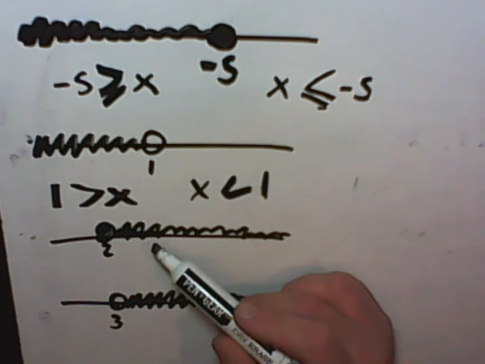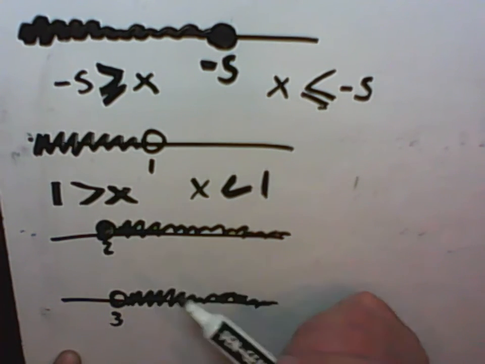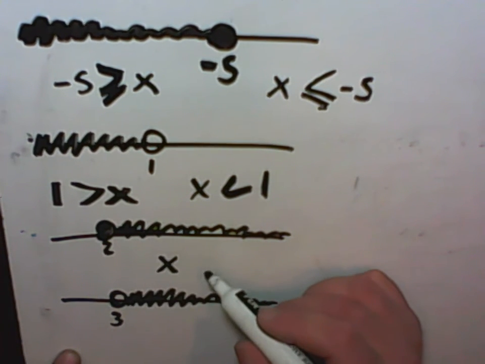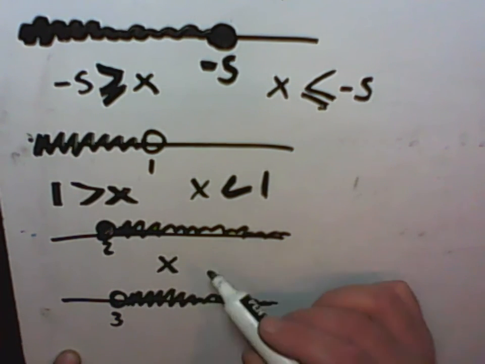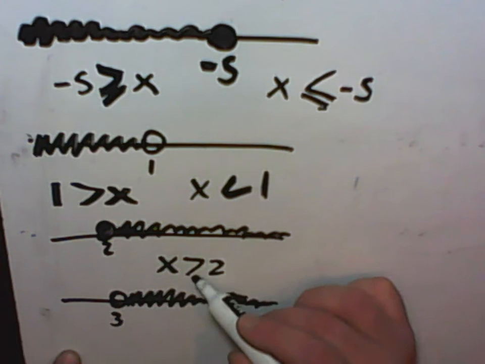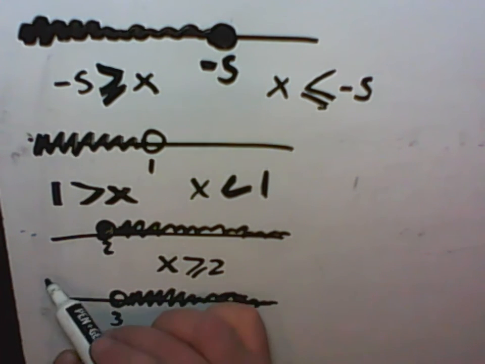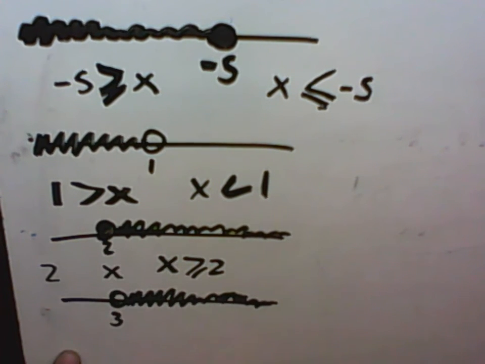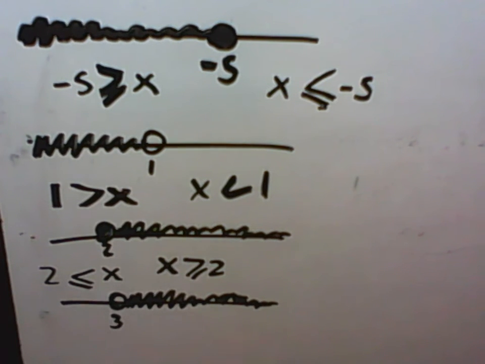What about this one? Well, this time I am including the 2, right? So I know there's an equal sign, but I'm looking for things bigger than 2. So it's going to be something like that. But I could also do it like that, but the 2 has to be smaller than the numbers I'm looking for. So it's going to be like that. Either one of those could be a valid representation.